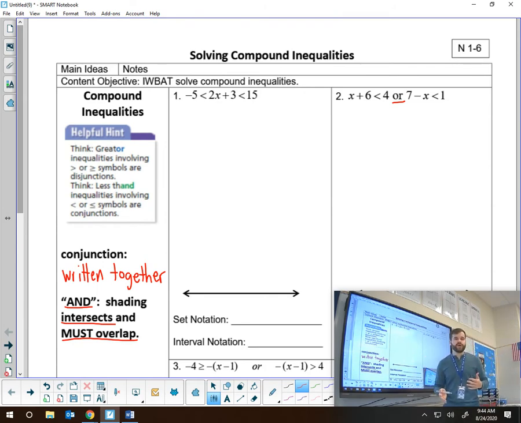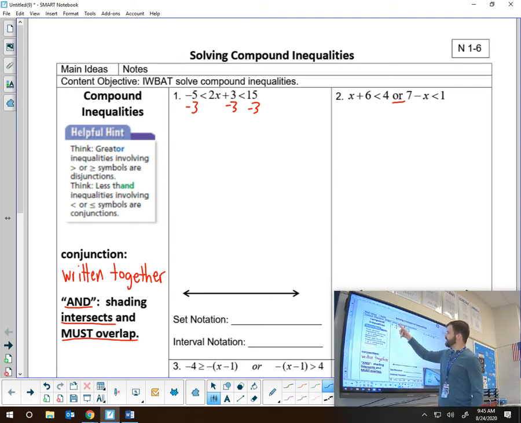Well, it works the same way as a regular inequality or an equation. What you do to one side, you do to the other. But in this scenario, there are three sides. We have this -5, we have this 2x plus 3, and we have this 15. Well, what I do to one side, I have to do to all sides. So for instance, if I'm trying to get this x right here by itself, my first step would be to subtract away that 3. But the thing is, if I subtract away the 3 in the middle, I need to subtract away the 3 from all three sides.